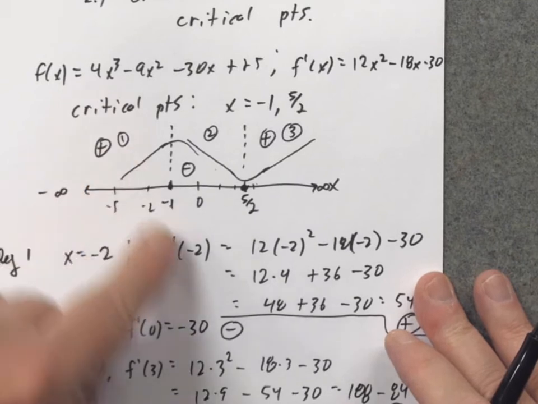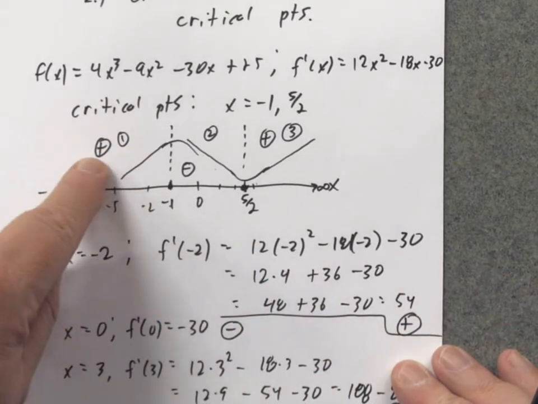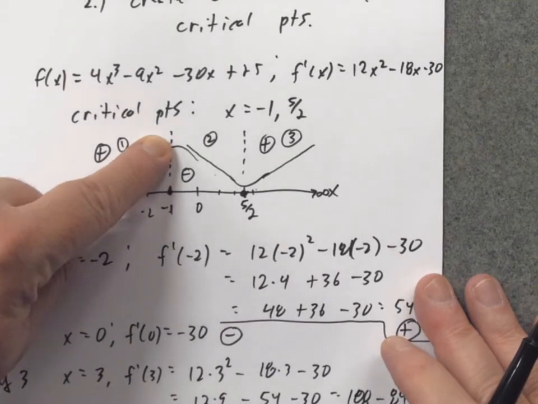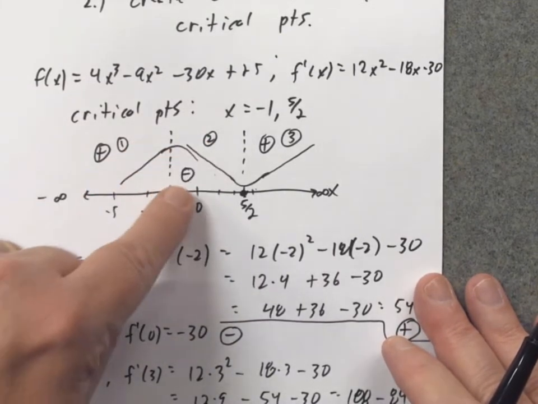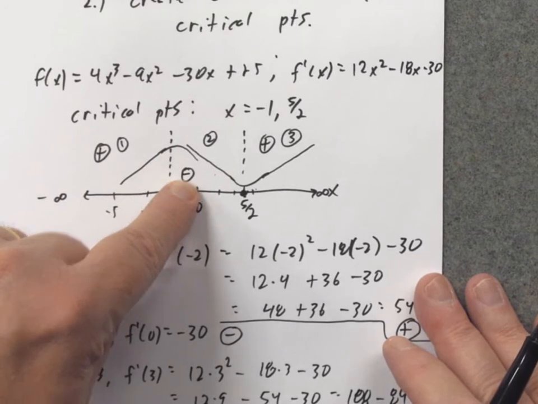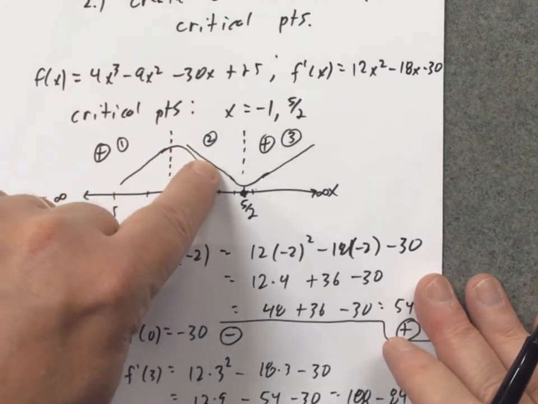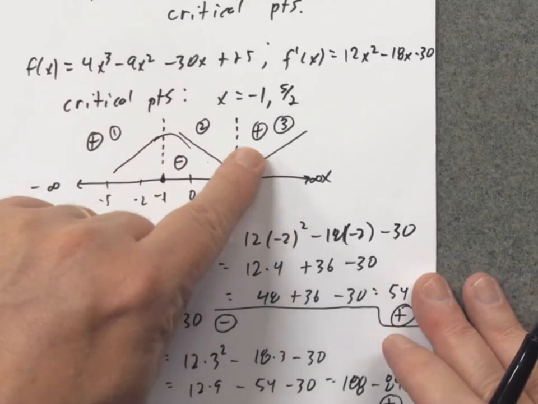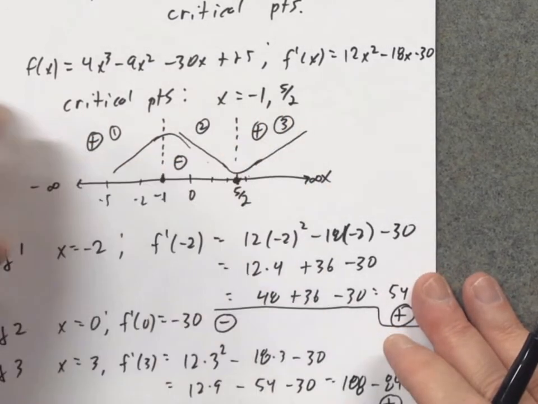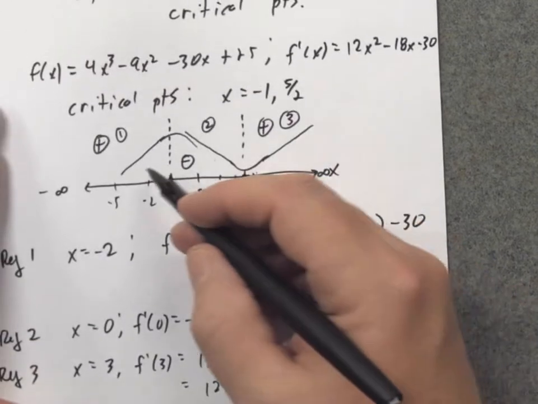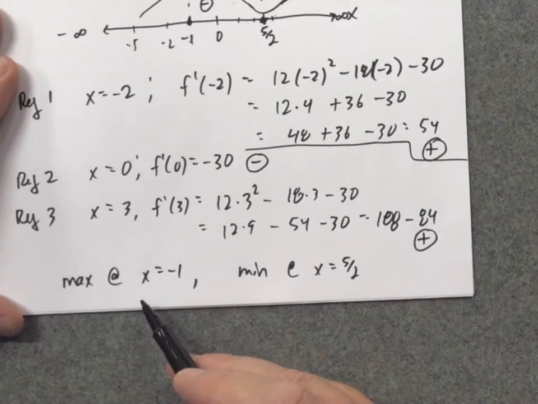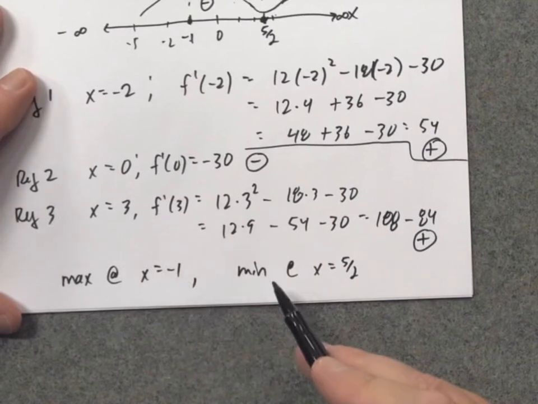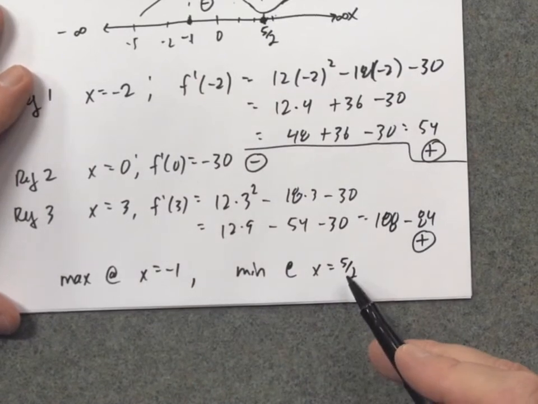In this first region, we found the first derivative is positive. What does that mean? Increasing function. We went to the second region. First derivative is negative. That means the function's decreasing. We go to the third region. We found the first derivative is positive, increasing function. Therefore, we realize we have a maximum when x is -1 and a minimum when x is 5/2.